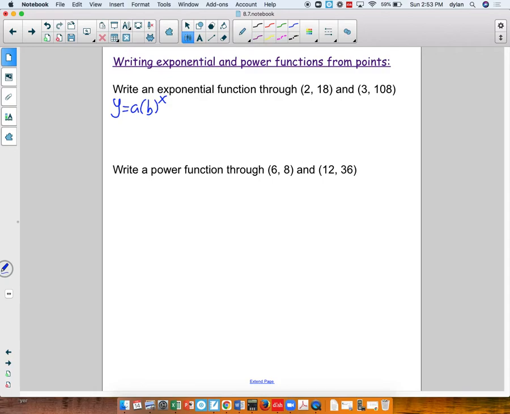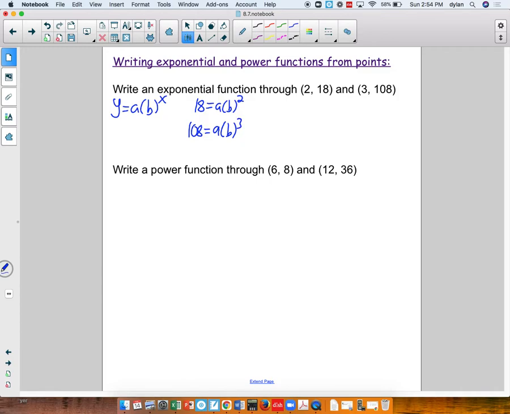So we've got 2 unknown variables, 2 points. That should be a hint to you, hey, we need a system of equations here that we can solve. So I'm going to create an equation for each point. We've got 18 equals a times b squared. That would be one equation. And then our other equation would be 108 equals a times b cubed.